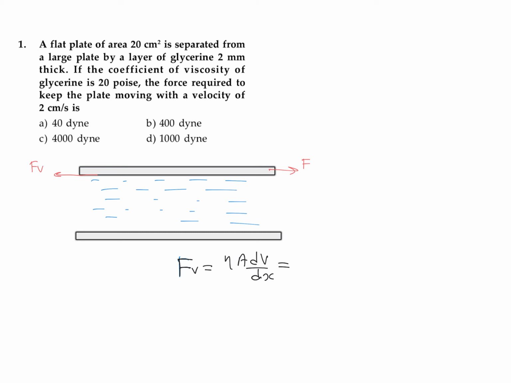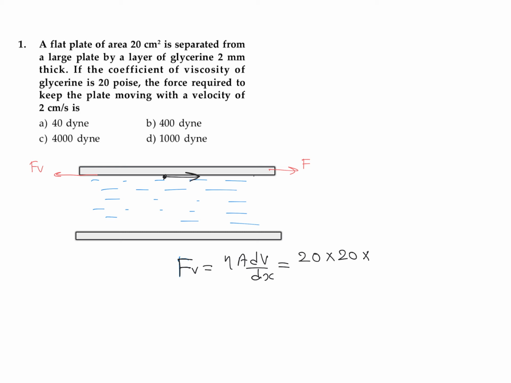Over here the value of eta is given as nothing but 20 poise, and poise is the unit of viscosity in CGS system, and the answer is also given in CGS system, that is in dyne. So we can take it as it is 20, and area of plate is given as nothing but 20 centimeters square, and this plate is moving with the velocity which is given as nothing but 2 centimeter per second.